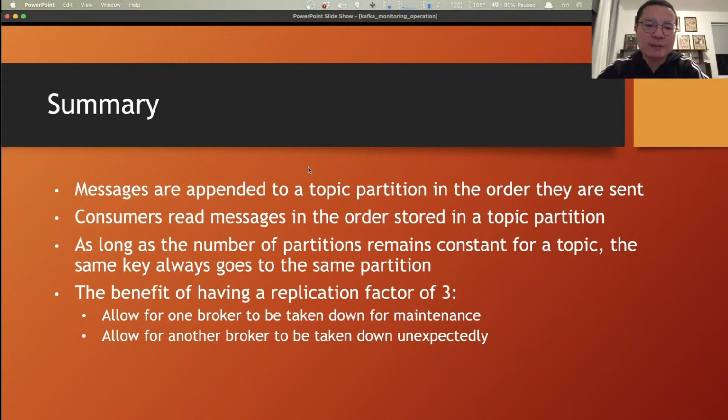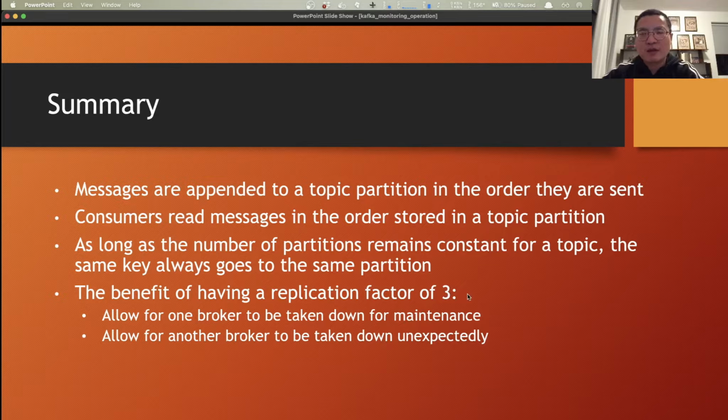Some key takeaways here. Messages are appended to a topic partition in the order they are sent. Basically, that's what Kafka guarantees, right? And consumers read messages in the order stored in a topic partition. As long as the number of partitions remains constant for a topic, the same key always goes to the same partition, right?